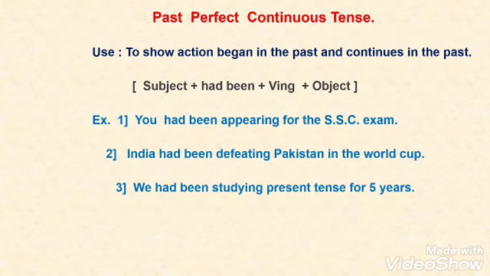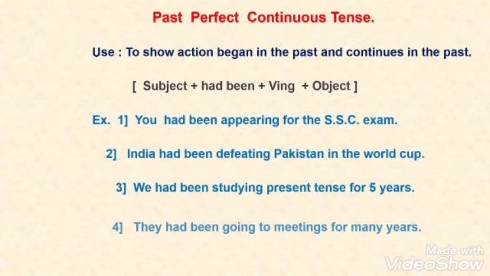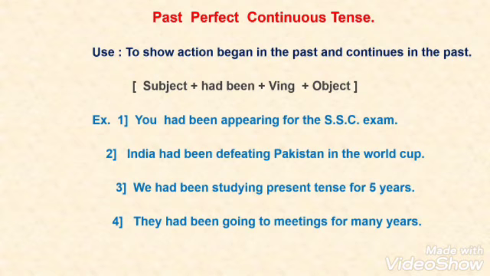Third example is we had been studying present tense for 5 years. Means the action of studying present tense began in the past and continued in the past. Means right now we are not studying present tense. This is the meaning. Fourth one is they had been going to meetings for many years. Means what? They began to attend the meeting in the past and continued in the past. Right now they are not going to the meetings.